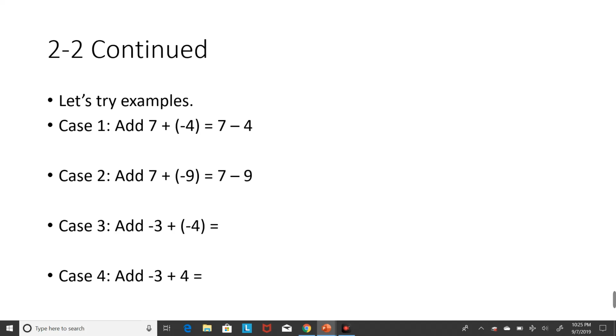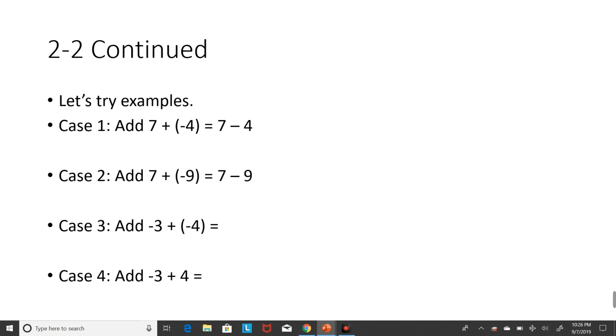So let's try examples. The author gives an explanation of how absolute value can help us with adding signed numbers. However, I found that more confusing than helpful. So we talked about absolute value. There will be a couple of basic absolute value problems in your classwork, but I'm not going to go through his whole explanation. But you can feel free to read that in the book if it would help you understand how to add signed numbers.